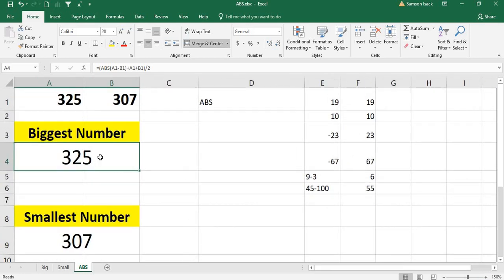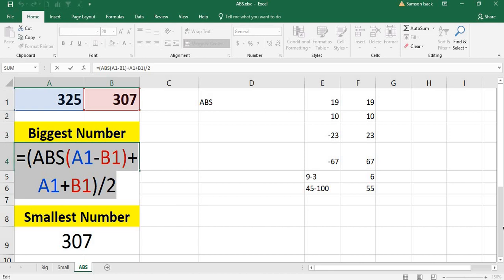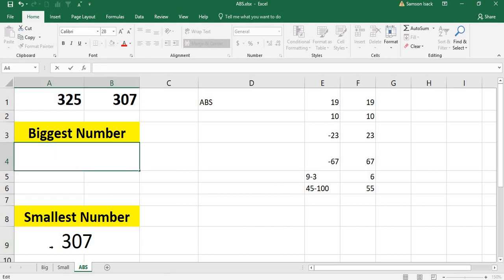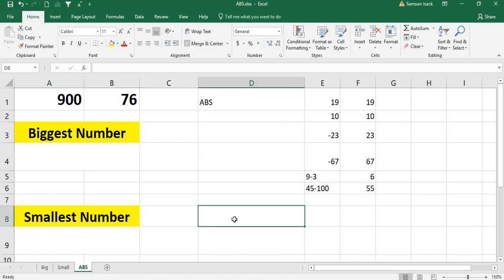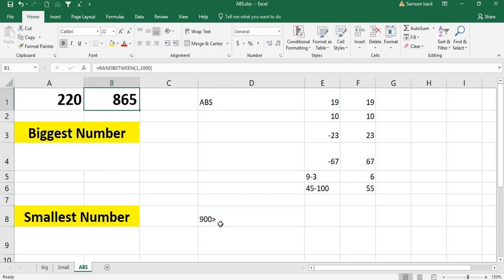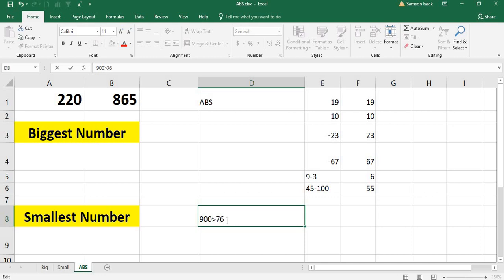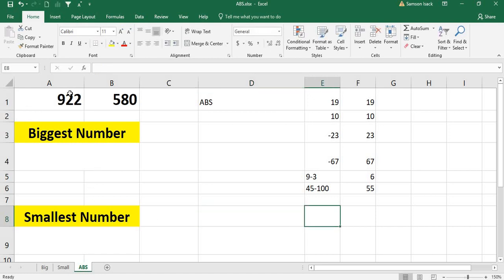Okay, I have an interesting example which will help you to understand ABS. This example is a trick for finding the biggest and smallest of two numbers without comparing those two numbers. Without comparing means you should not use a logical comparison like greater than. How do you find the biggest of two numbers or the smallest of two numbers without comparing them? Okay, now I'll type in the formula.